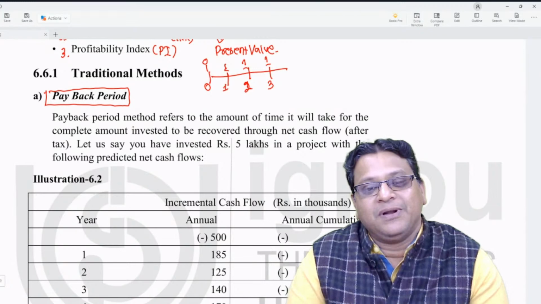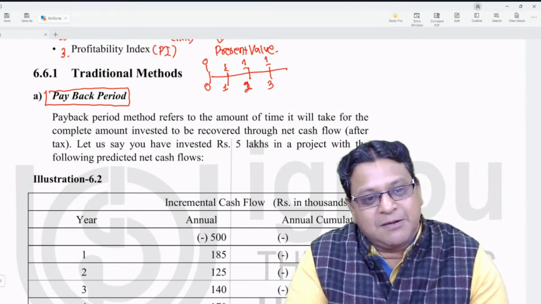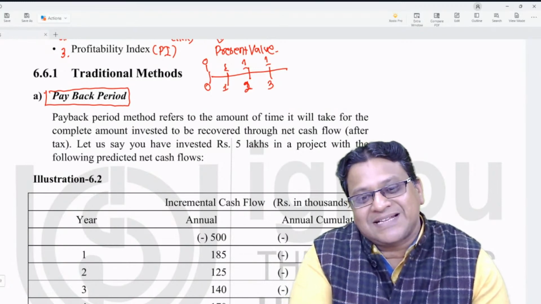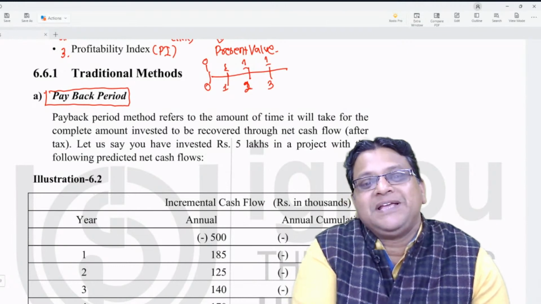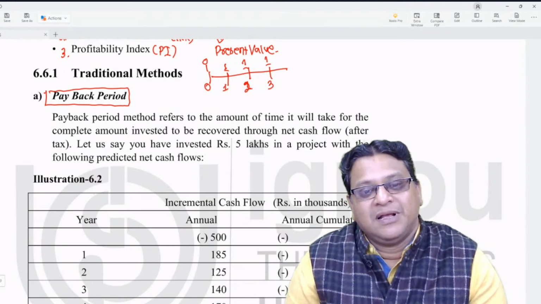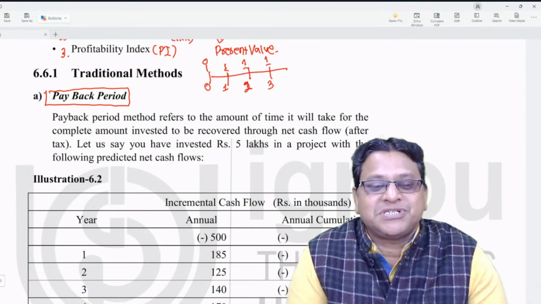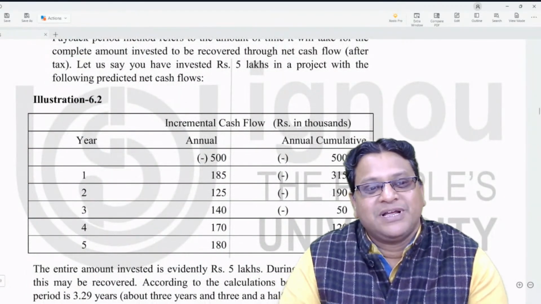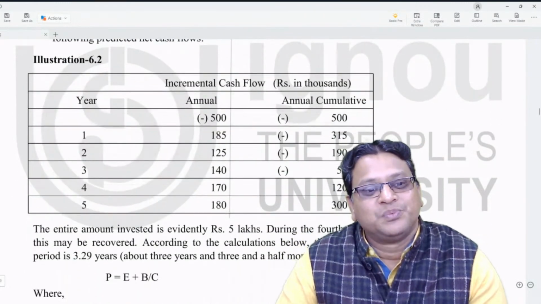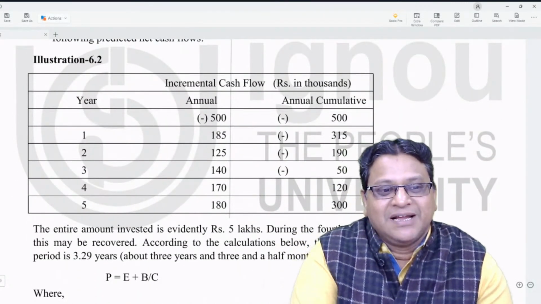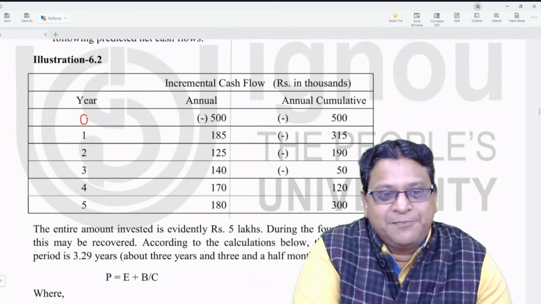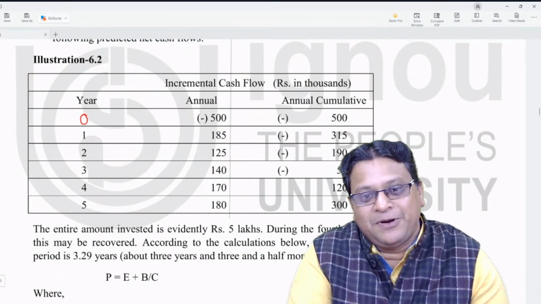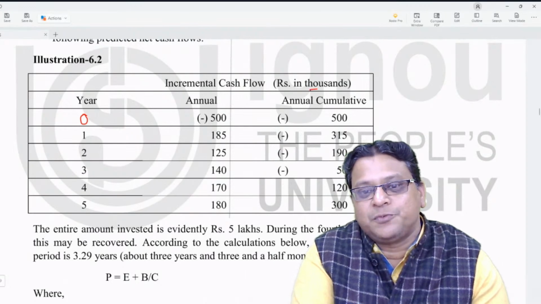Let's take an example. I have taken a simple example where annual cash inflows are equal. Every year you recover 1 lakh rupees. But practically this is not possible. Practically the situation might be like this. Suppose illustration number 6.2. Suppose in a project you invest 500,000 rupees in 1,000.